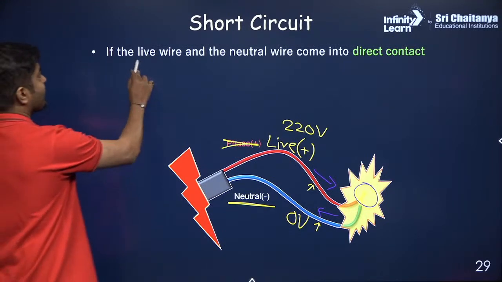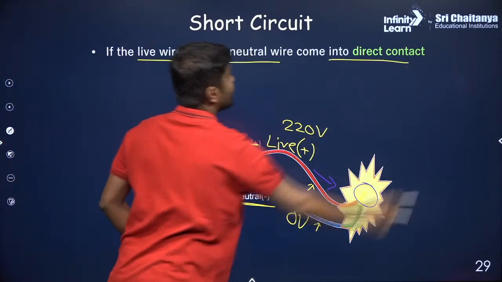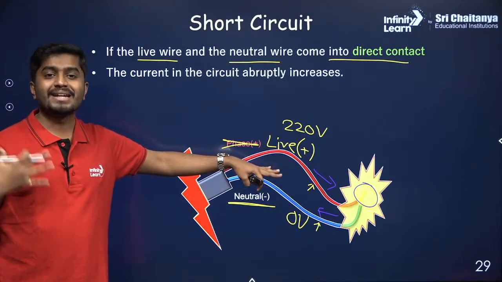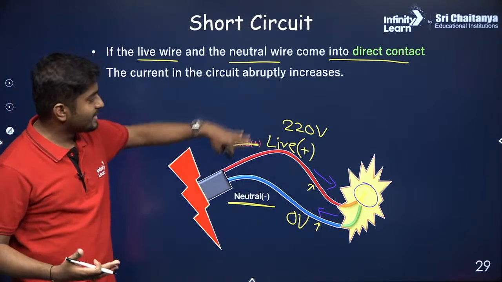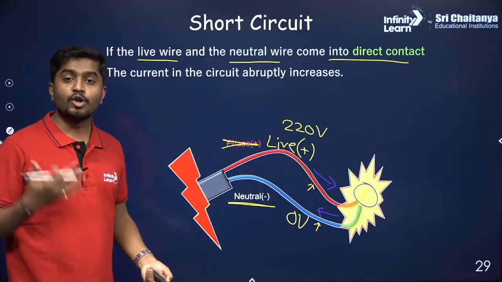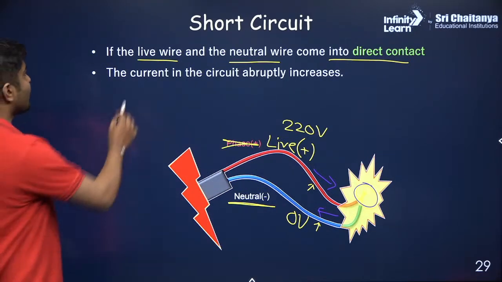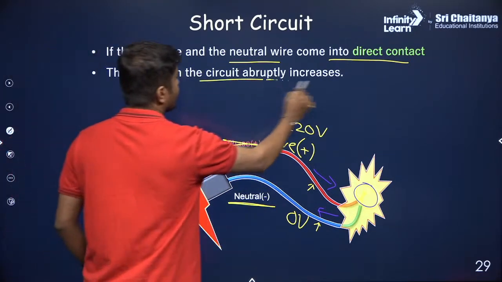When the live wire and the neutral wire come in direct contact, it might create a lot of spark and a lot of heat. These devices might catch fire. A lot of things can happen. And when does this happen? When the current in the circuit abruptly increases.